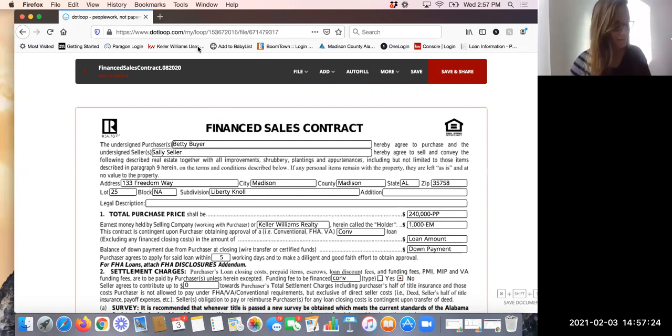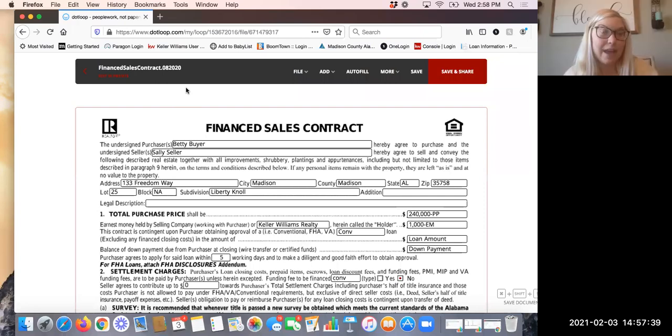Is it a disclosure or anyways, I don't know what it's called, but by saying that the home must appraise, is that a reason for a seller to pass over on an offer? Could be. Yeah, could be.